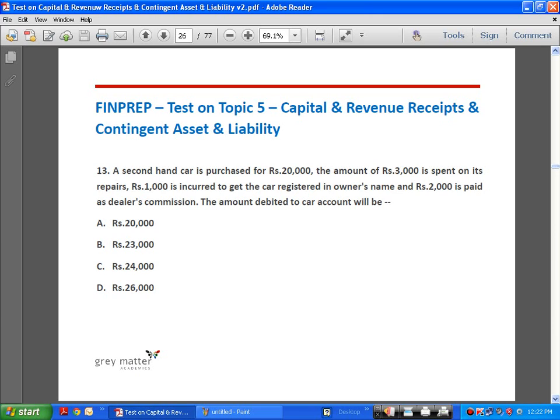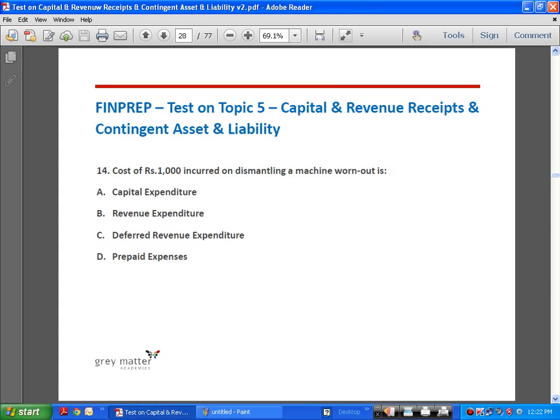And so 23,000 it becomes, and the money that is spent in order to get the car registered in the owner's name is to be added to the cost. So now it becomes 24,000, and dealer commission is an incidental expense which we have to incur in order to acquire the asset, right? So the amount that is to be debited to the car account is 26,000.